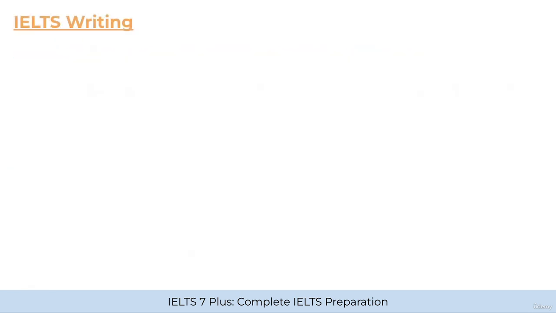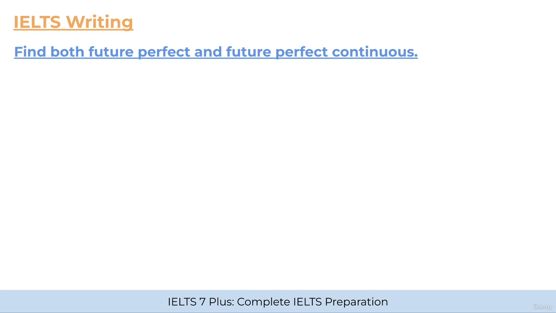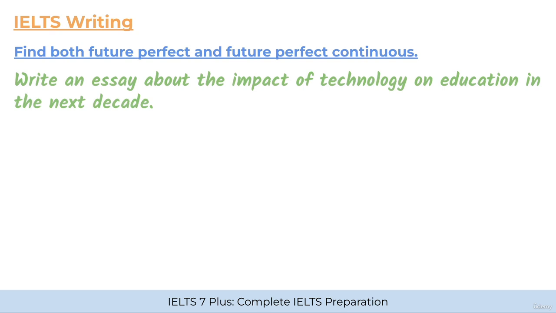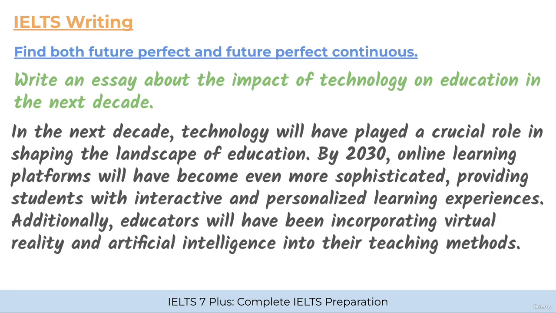And now we've got a writing example and the same task. We're looking for the future perfect and the future perfect continuous. So you might be asked, write an essay about the impact of technology on education in the next decade. Popular topic technology, one to be aware of here. Okay, so sample answer. Same thing, I'll read it to you and then we can have a look for the tenses.